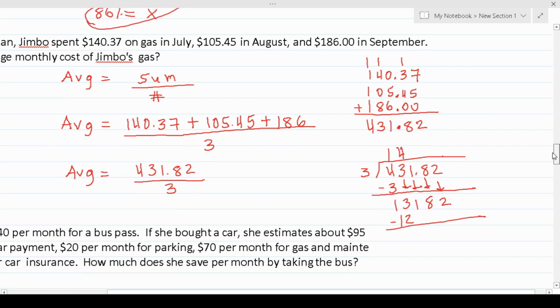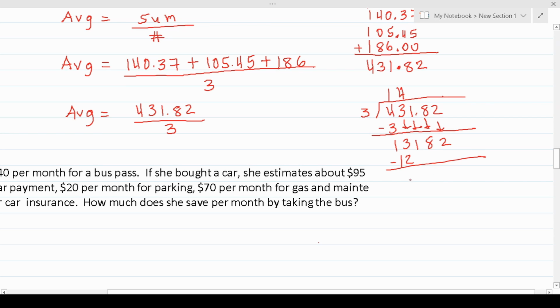Let's subtract. 13 minus 12 is 1. Drop down this 1. Drop down this 8. Drop down this 2. Now we're asking ourselves, how many times does 3 go into 11? That's going to be 3 times. So that's going to be 3 times 3, which is 9. And now we can bring this decimal up in place. 11 minus 9 is 2. Drop down this 8.